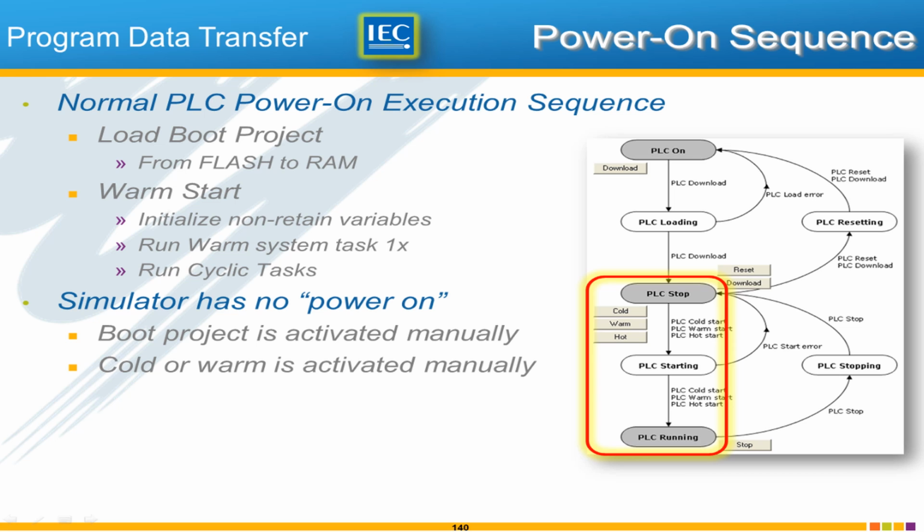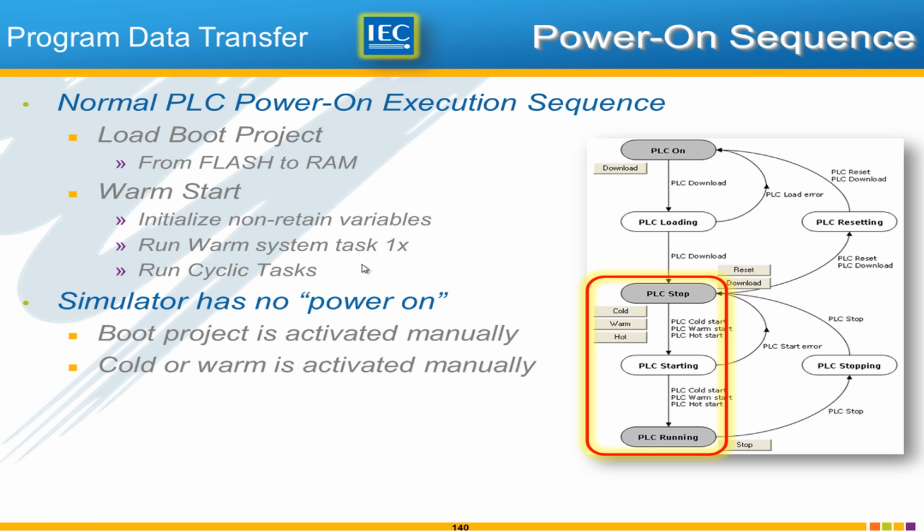Now, as the final topic, I would like to examine what we call the power on sequence for the PLC. Let's put all this together. We've gone through making and downloading and executing, but what exactly is happening at a power on? The first thing that happens is you load that boot project from flash to RAM. We've illustrated that. Then you would normally do a warm start in which variables are initialized. The warm start system task runs, and then it goes on to running cyclic tasks.